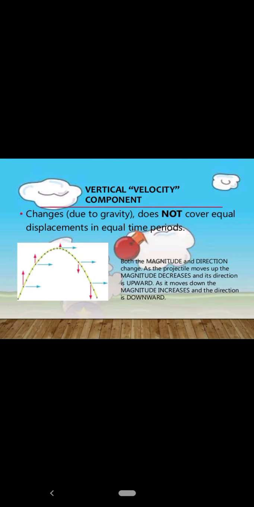The vertical velocity component changes due to gravity, and does not cover equal displacement in equal time periods. Both the magnitude and direction change. As the projectile moves up, the magnitude decreases and its direction is upward, and as it moves down, the magnitude increases and the direction is downward. The direction of both the components is shown in the diagram. The vertical velocity component is shown by the red arrows.